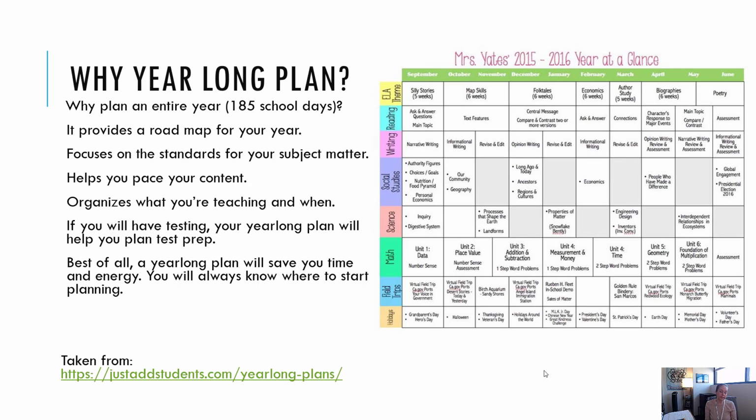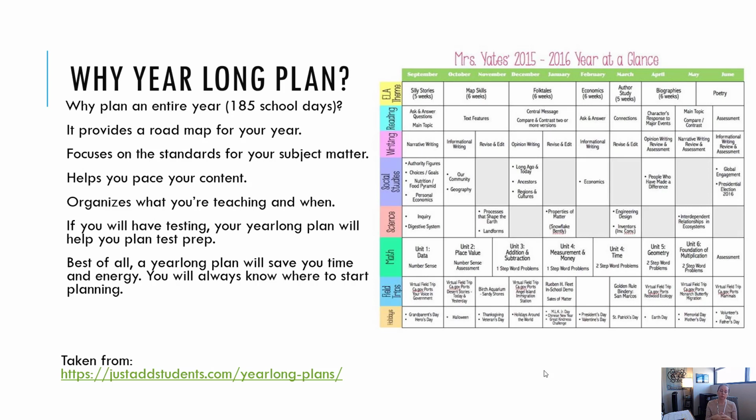So a year-long plan, again, we're talking about 185 days. Why would you do a year-long plan? This is going to be your roadmap for the year. So whenever I did my year-long plan, I would always do a day by day. I would print out a calendar from August until June, and I would pencil in, notice I said pencil, because your year-long plan is certainly going to change, especially as a first-year teacher. I think by the time I got into like year 5 and year 6, I looked back at my first year and I was like, what are you doing? So it is going to change.